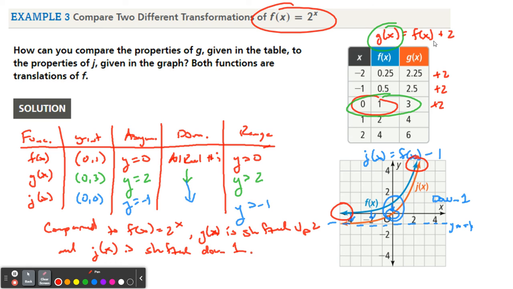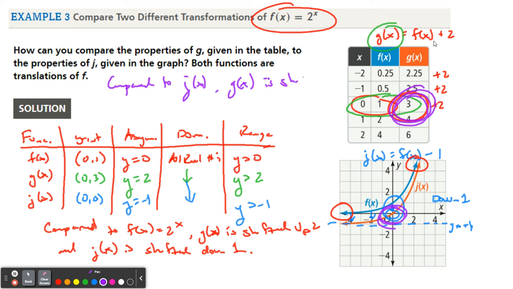So now, if you want to compare g to j: if g's y-intercept is at 3, let me do it in purple, and j's is at 0, 0, then j is g shifted down 3. So from f of x, if g is shifted up 2 and j is shifted down 1, the distance between them is 3. j is 3 below g. So I'm going to continue up here. Compared to j of x, g of x is shifted, and because j is below g, g of x is shifted up 3.